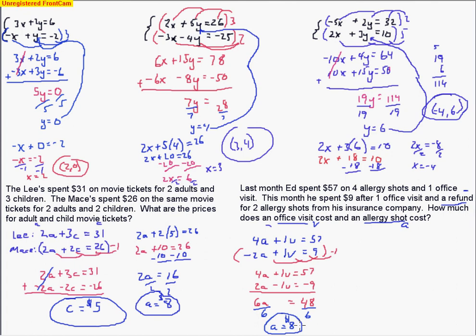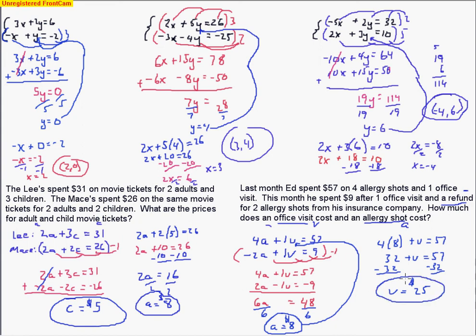And then from there, I can go ahead and figure out how much an office visit costs. And so I'll just substitute, and I'll put it in for this V right here. So I have 4 times 8, and then plus V, or 1V, equals 57. So this makes 32 plus V equals 57. And then I can just subtract that 32 from both sides. And so when I do that, I end up with V equals, and this makes $25. So $25 for the office visit, but an allergy shot only costs $8. So there are our answers.